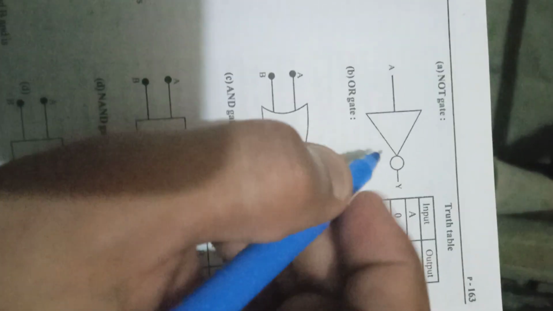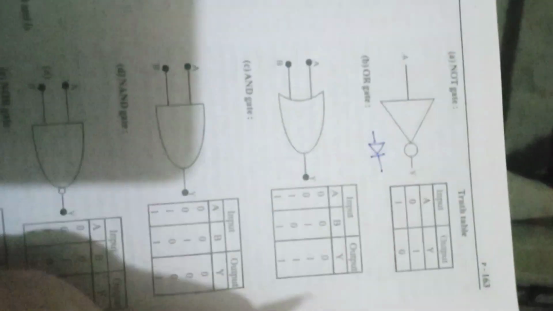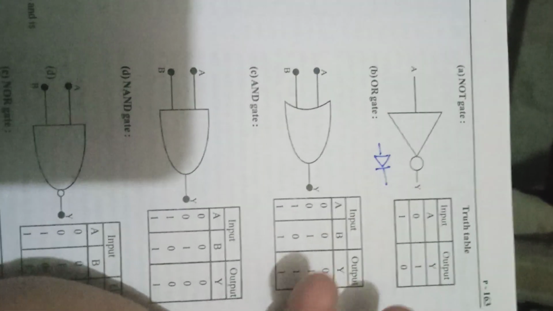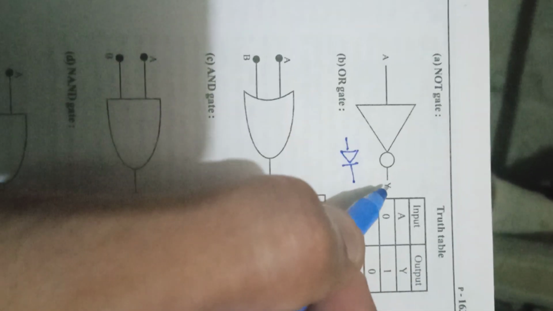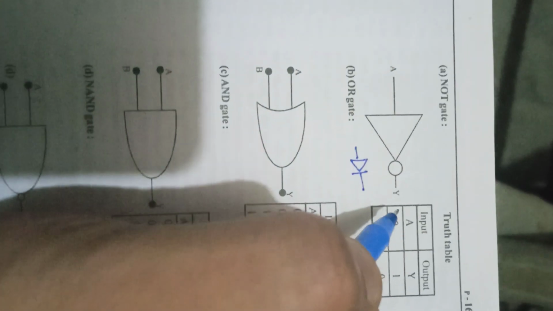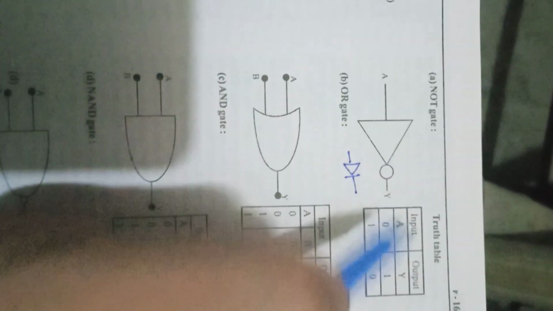So now let's discuss them in terms of their electrical circuits. The NOT gate is represented by this. Sometimes this NOT gate is represented by this also in some books. So don't confuse yourself, both have the same meaning. When your input is 0, your output is 1, and when your input is 1, your output is 0.